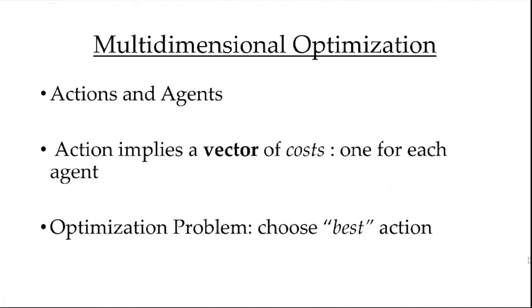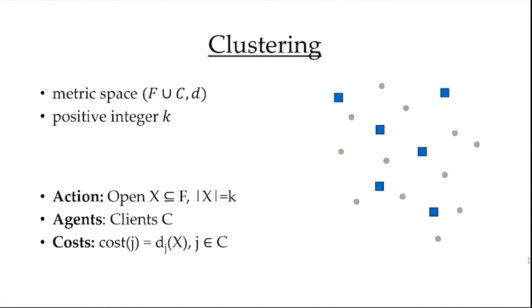For example, in a clustering problem, the input is a metric space, which is partitioned into facilities F and clients C, and there's a positive integer K. The action is to open a bunch of K facilities. Once you open them, the clients have connection costs. The costs are the distance to the nearest open facility. So you get a bunch of vectors, given the action, that's the solution.